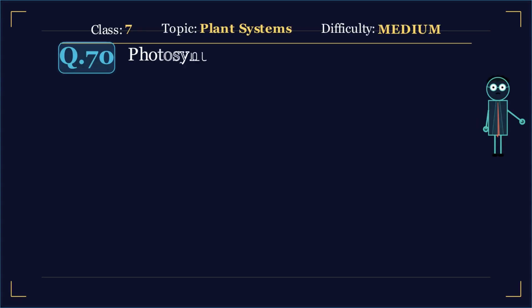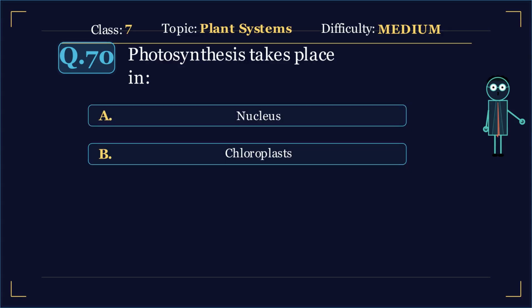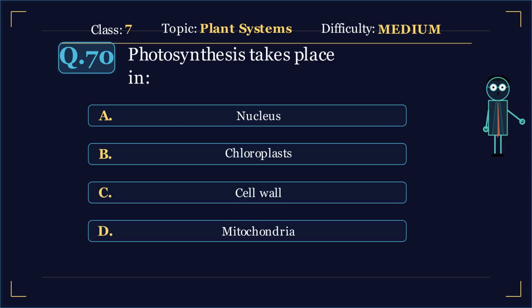Question 70. Photosynthesis takes place in. Option A, nucleus. Option B, chloroplasts. Option C, cell wall. Option D, mitochondria. The correct answer is option B.